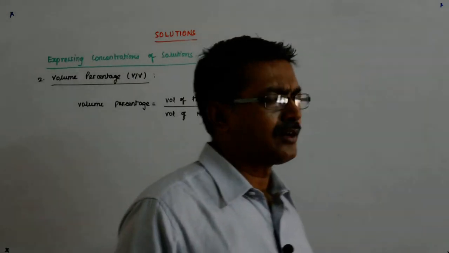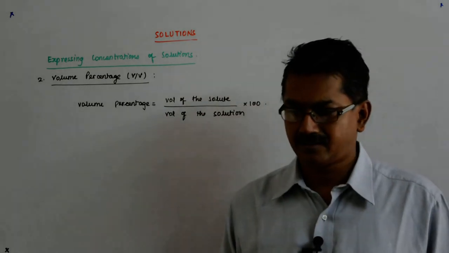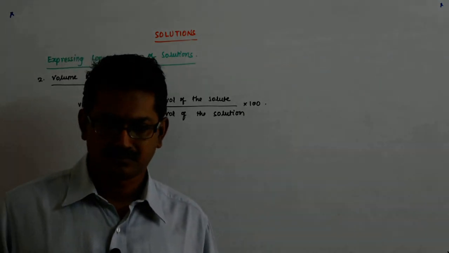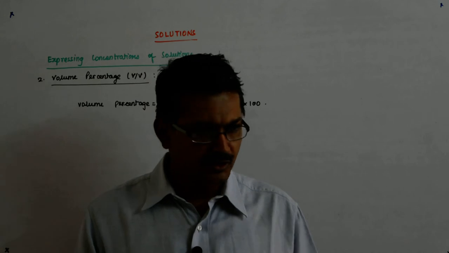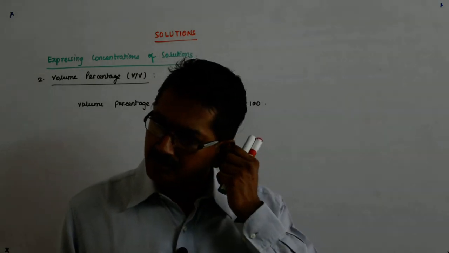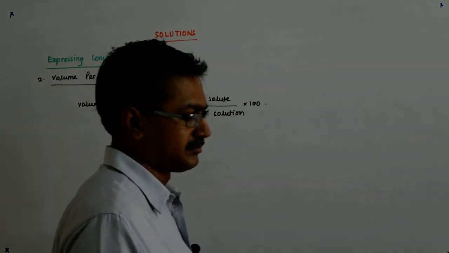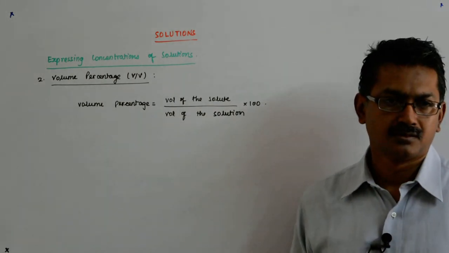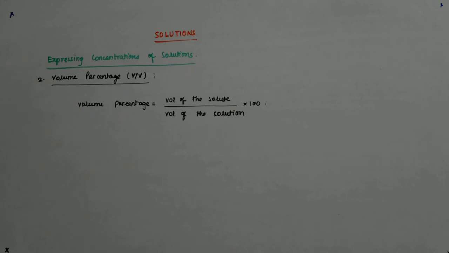Now, what happens many a time when you mix them? They should not react. Many times, maybe the volume is not the same. The volume is not the sum of the two volumes. Why? Because some of it might go into spaces in between. So it's quite possible, and you have to measure the volume of the solution also. If the volume becomes less, then you'll have to write accordingly. So that is the volume by volume.